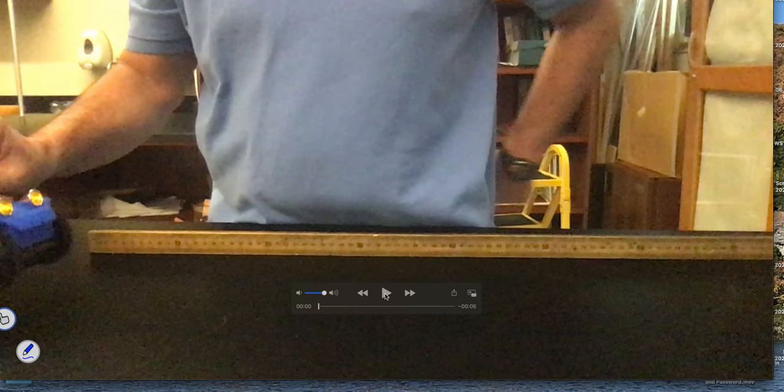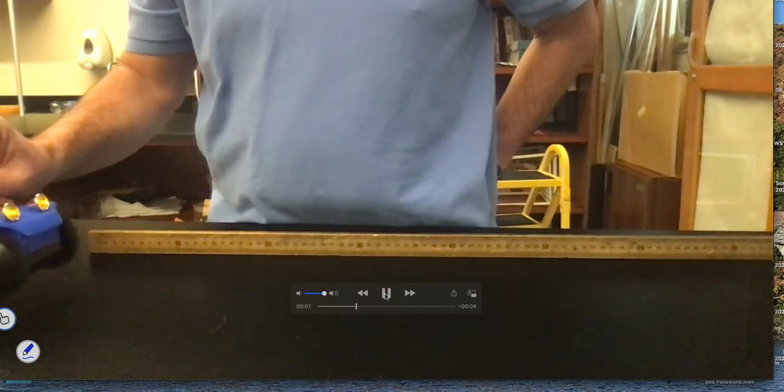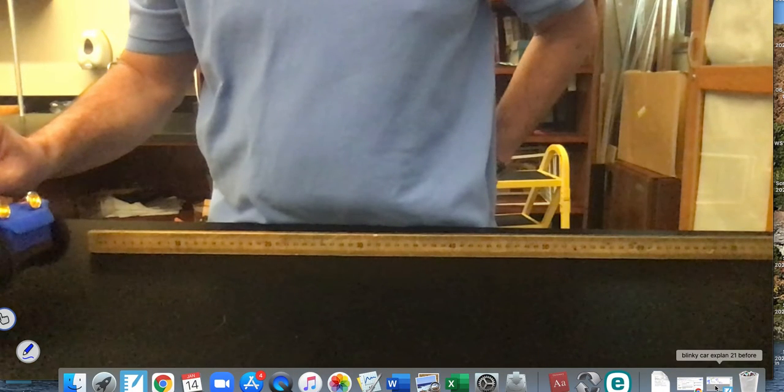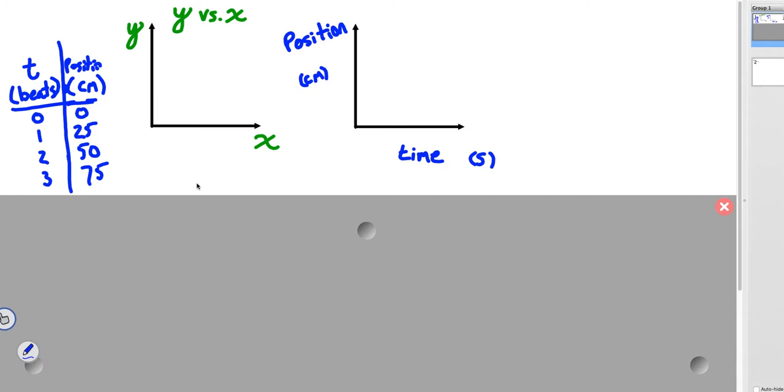...allowed a blinky car to move across a flat surface, and we decided we wanted to be able to describe the motion of the blinky car. So, in order to describe the motion of the blinky car, we decided to collect some information.